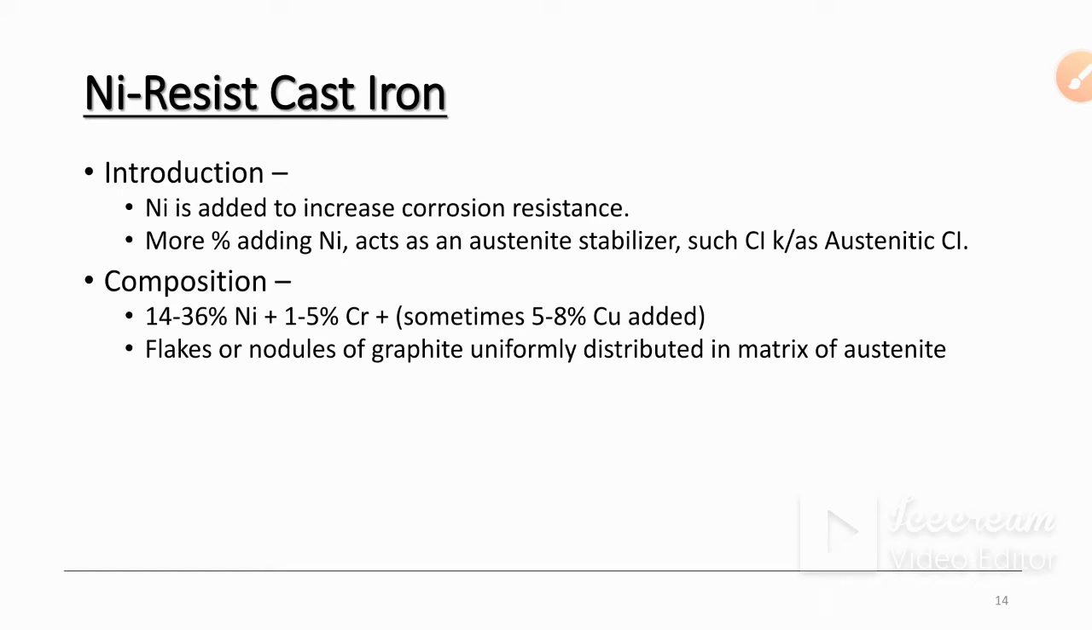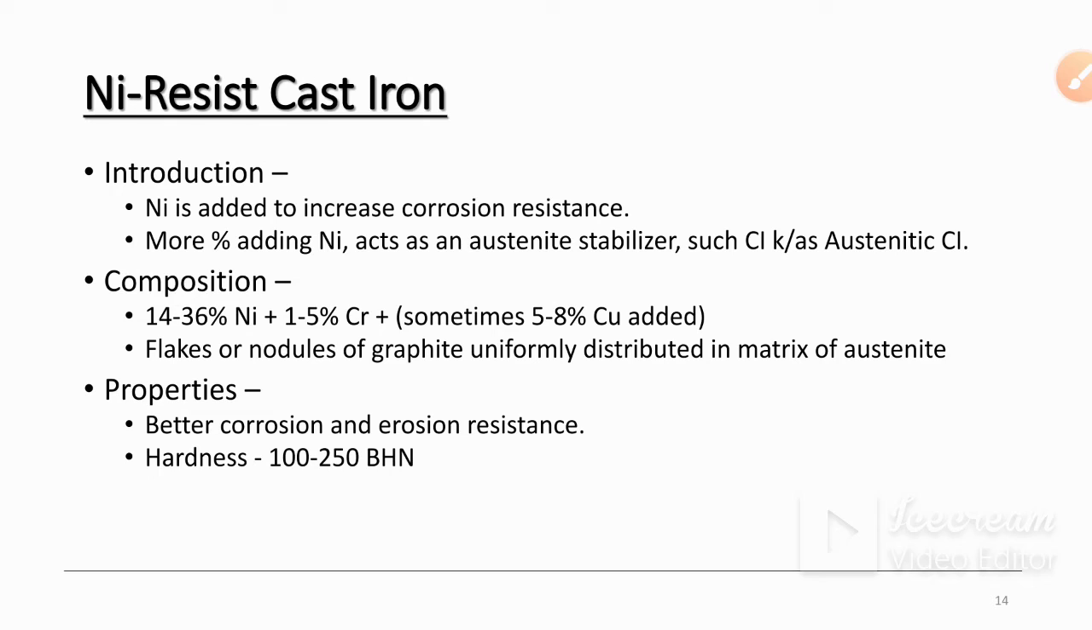Why is chromium added? To prevent graphitization, and sometimes 5 to 8% of copper is added. Flakes or nodules of graphite are uniformly distributed in a matrix of austenite. Properties: better corrosion resistance and erosion resistance. Hardness is between 100 to 250 BHN, Brinell hardness number. Applications: liners, slurry handling equipment, etc. So this is Ni resist cast iron.